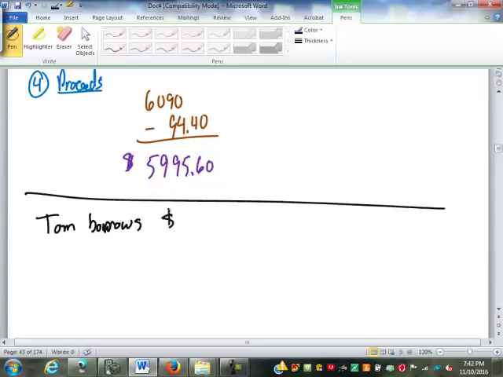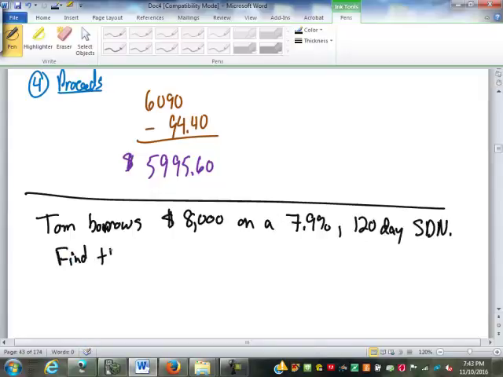Tom borrows $8,000 on a 7.9%, 120 day simple discount note. Find the effective rate. Going back an hour or so, let's see if you guys can remember how to do that one.